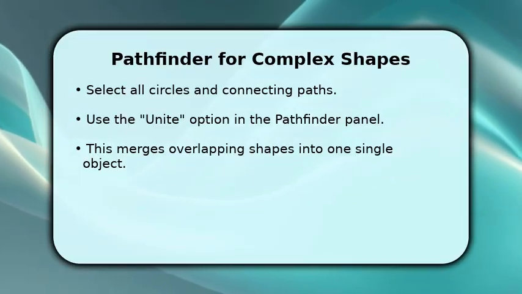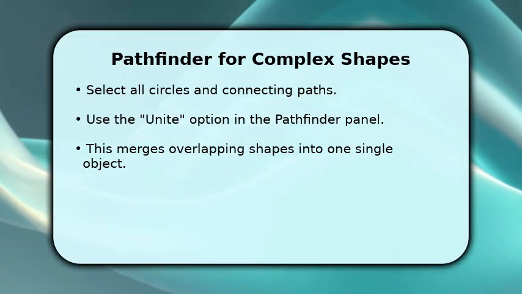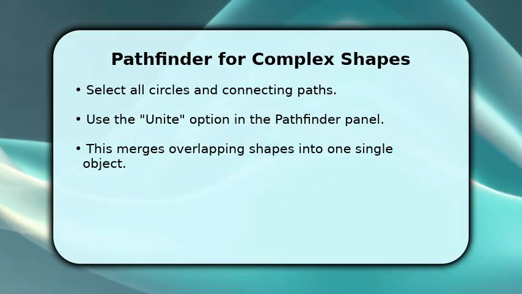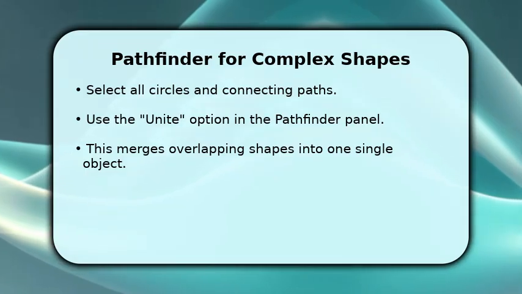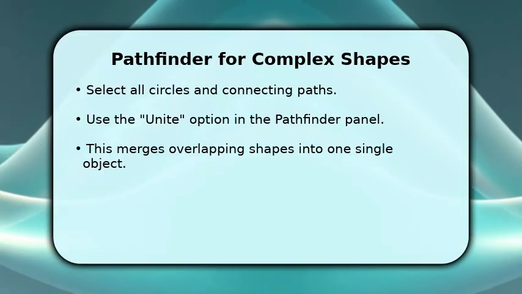Click the Unite option. This action will merge all selected shapes and paths into a single, unified object, effectively connecting your circles into one cohesive form. It's a powerful tool for creating intricate designs.